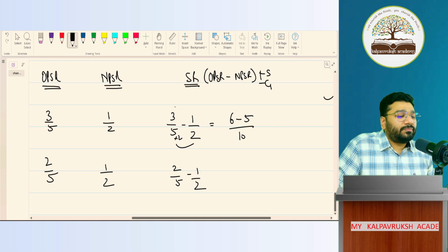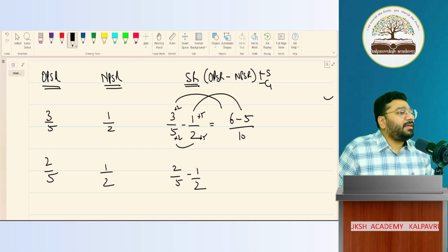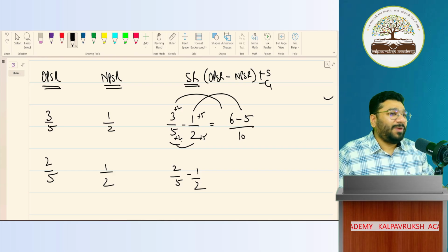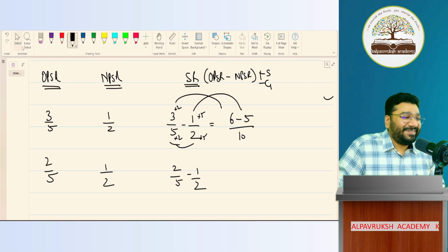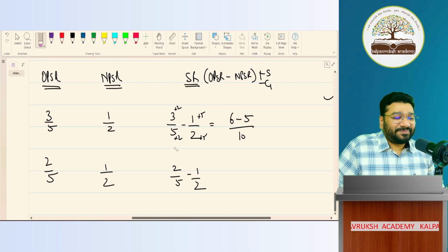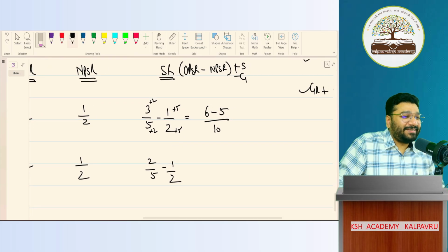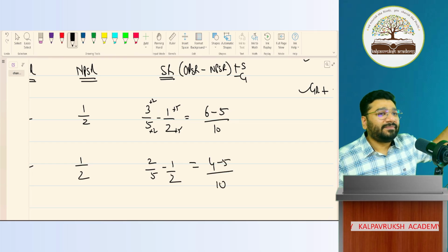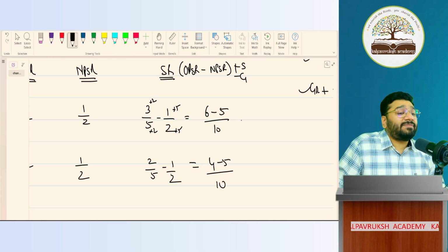So to make the base equal, what did I do? Multiply this with 2. Multiply this with 5. 3 2s are 6. 5 1s are 5. 5 2s are 10. 2 5s are 10. I don't know how to explain beyond this, honestly. Beyond this, it is very difficult. Now got it? Next. 2 2s are 4. 5 1s are 5. Divide by 10. Is this okay? Correct, no? Okay. 6 minus 5 by 10 is 1 by 10, sir.